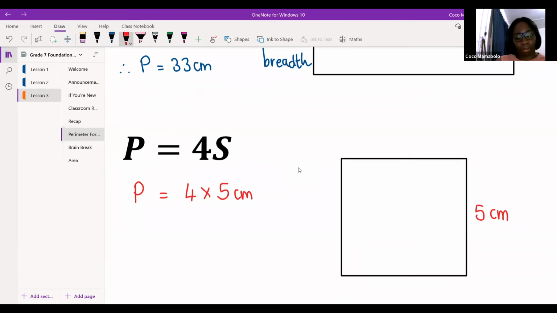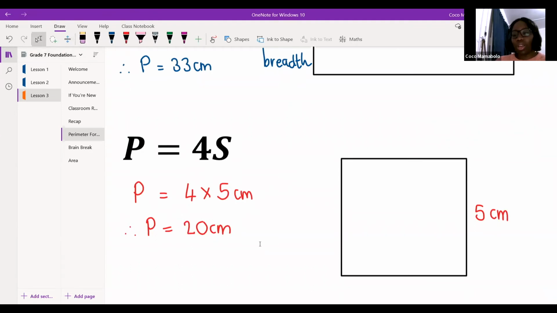Oh, I lost it. What do the 3 dots mean? Therefore, P equals 20 centimeters. Excellent. There we go. I thought I lost you there for a second. Awesome. Well done, Mbali. Thank you, ma'am.